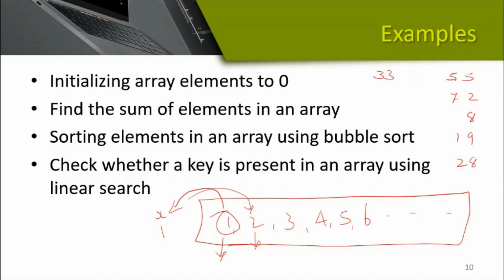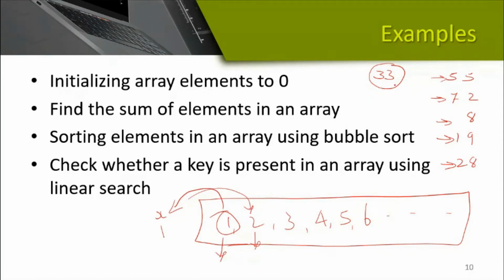33 is not equal to 55. Then it moves on to the next item in the list, which is 72. 33 is compared with 72, so it is not equal. Then 33 is compared with 8, not equal. Then with 19, not equal. Then with 28, not equal. Likewise, if there are say 1000 numbers, the comparison will be done with all of them until this particular value is found.